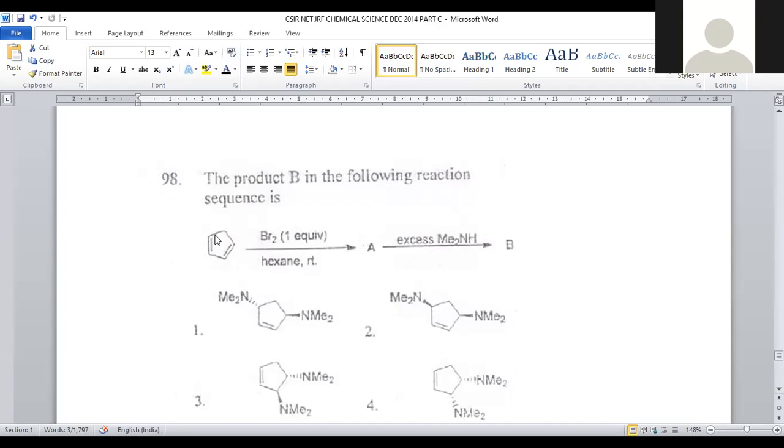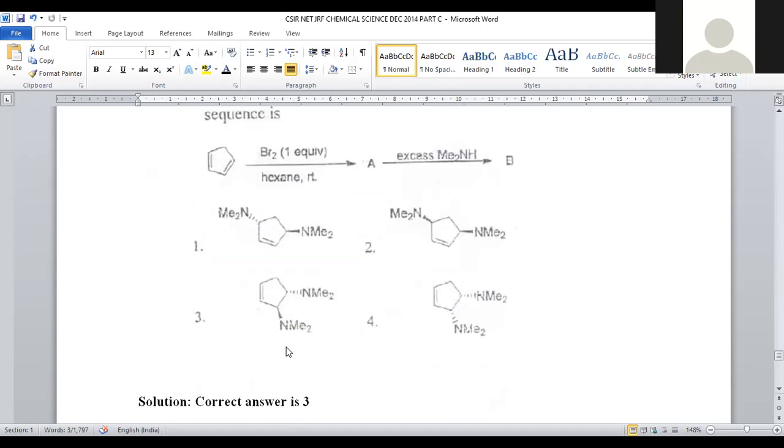When excess bromine is added, all the pi bonds will be attacked and a tetrabromo derivative will be formed. So here, 1 equivalent is added, so you will get a trans dibromo compound at the vicinal centers in the presence of hexane, a non-polar solvent, at room temperature. That will be compound A. Further, it is treated with N,N-dimethylamine. So it is a secondary amine. Bromo being a better leaving group, here bromo will be replaced with the secondary amine. So a trans diamino compound will be the final product. So most probably compound number 3 will be the correct answer.